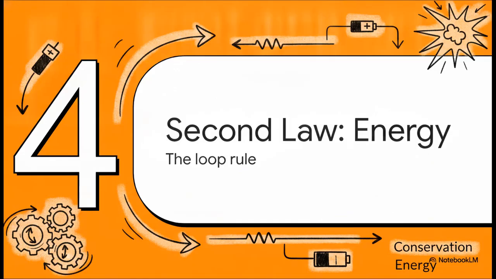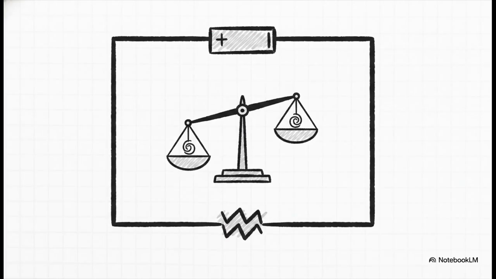Section 4. The second law, conservation of energy, or the loop rule. So, leaving current behind for a minute, we are firmly stepping into the world of voltage, closed loops, and series circuits. Just like the first law told us no charge is lost at a node, the second law states that the algebraic sum of every voltage in a closed loop has to be equal to 0.